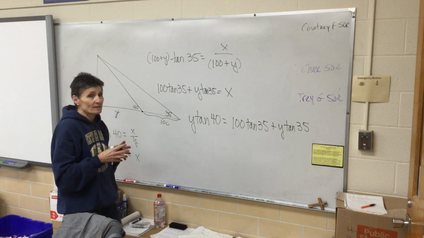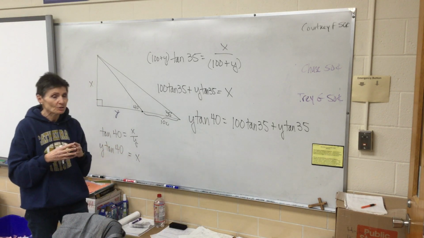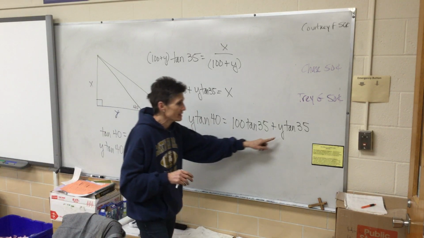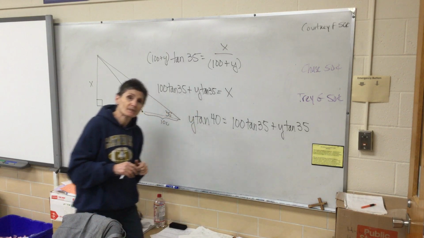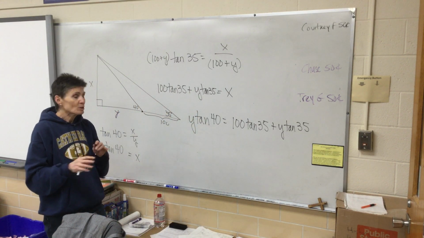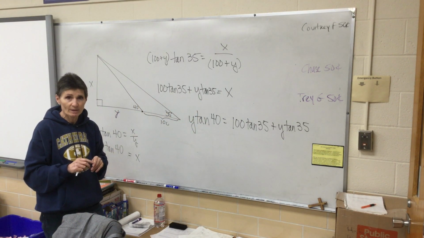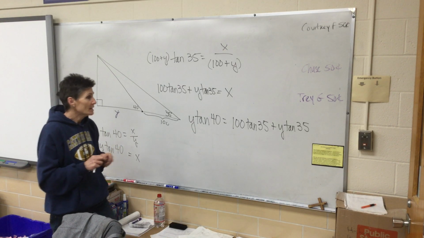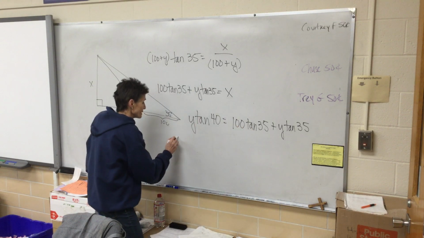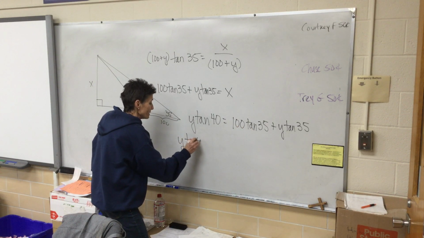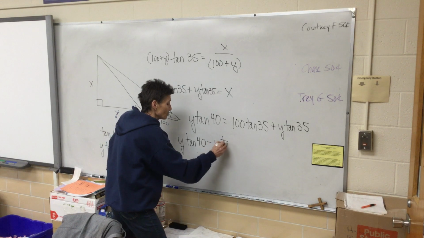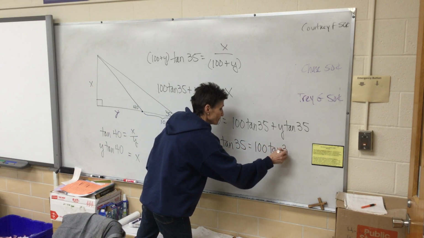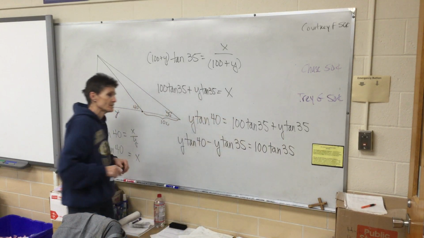And now I got to solve this. I know what you're tempted to do, and I know you could do it in a heartbeat if you typed it in and got decimals here, but that's going to give you significant round-off error. So I want you to try to do this in terms of the variables and the tangents. Let's not go to our calculator just yet. Let's put all the y's on the same side. So y tan 40 minus y tan 35 equals 100 tan 35. I just move this y over to this side.